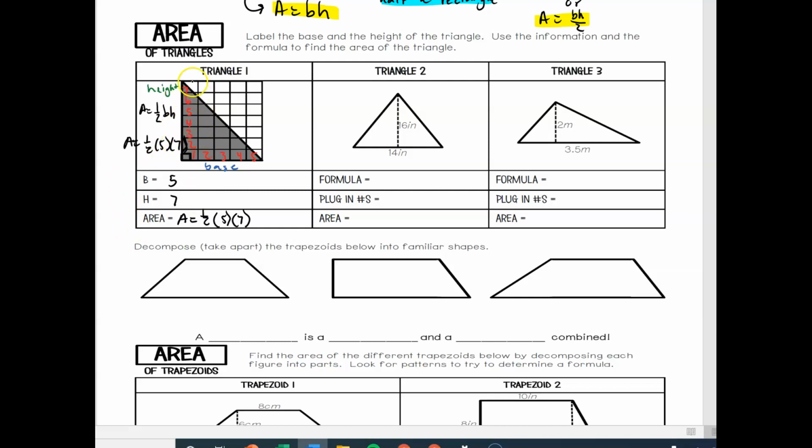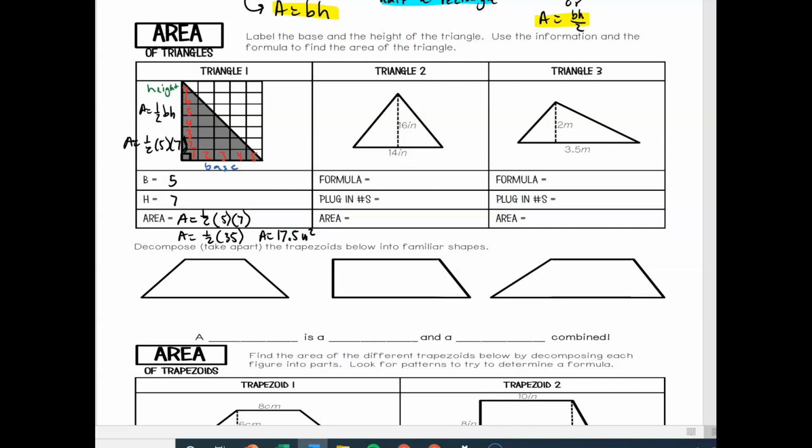In this case, it'd be really nice if I gave you an even number. I always like to put the even number next to a half because it's easy to take half of that even number. But in this case, just go ahead and do area is equal to 1/2 of 35. That's what 5 times 7 is. And then area is equal to 17.5 units squared. That's what that U means.